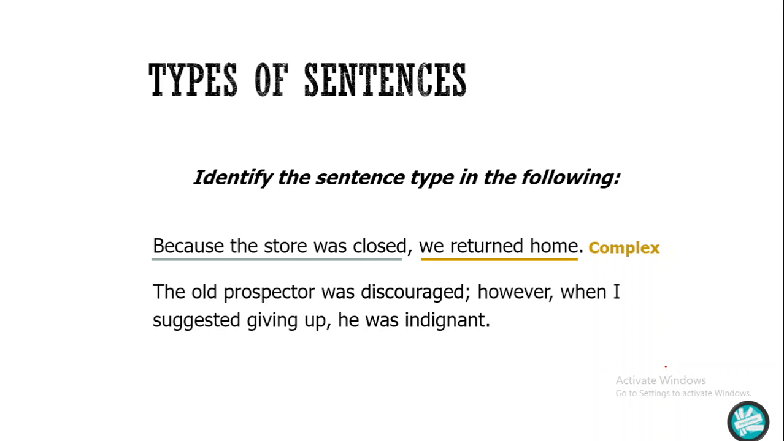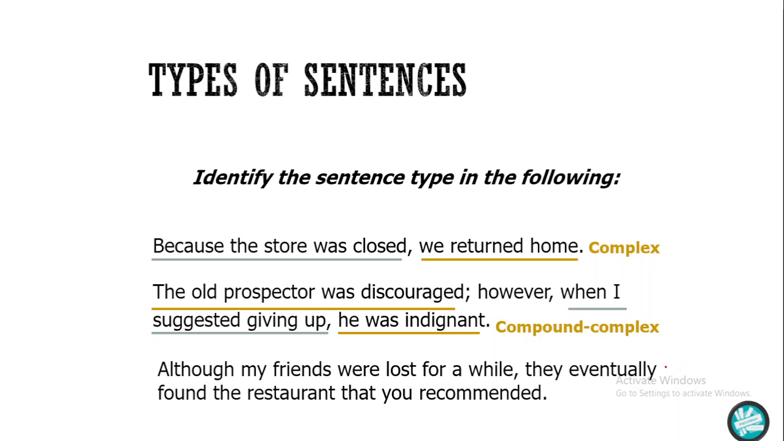The old prospector was discouraged. However, when I suggested giving up, he was indignant. Now that is a compound complex sentence. Why? Because the old prospector was discouraged, that is the first main clause. And he was indignant, that is the second main clause. So we got two main clauses. And when I suggested giving up, that is the subordinate clause. So two main clauses and at least one subordinate clause, that basically makes it a compound complex sentence.